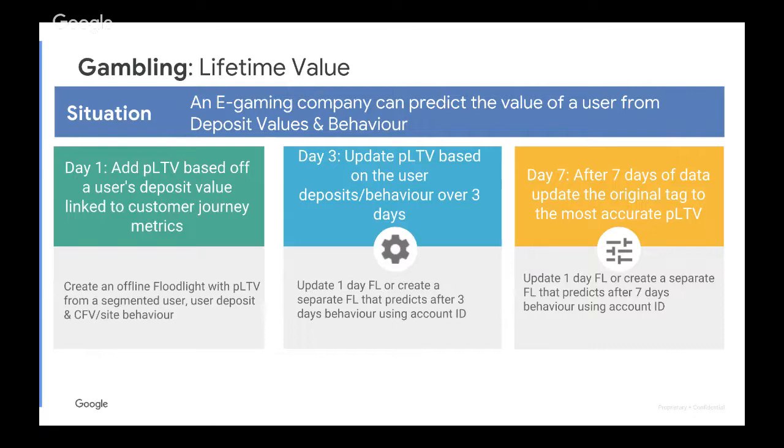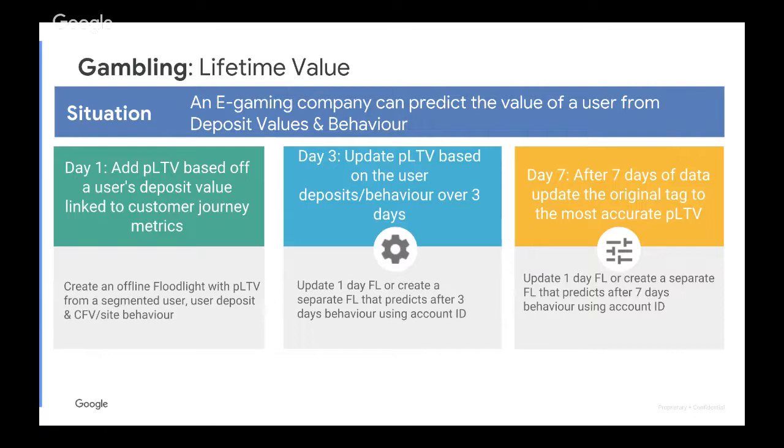So what we're saying here is to have 3 floodlight tags that are set up using the DCM API. What we'll feed in here is 3 different values. After a user makes a deposit, we want to understand what is the predictive lifetime value of that user after 1 day. So that's taking in different behaviors, what was the deposit value, what were they doing on the site, and building that model in the back end and importing the revenue figure.